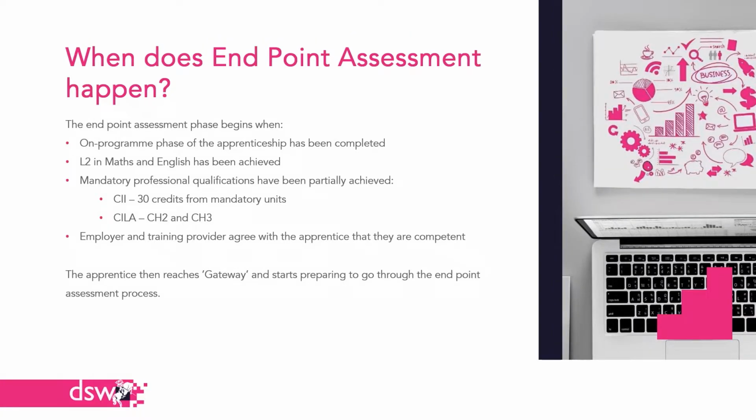When does endpoint assessment happen? Endpoint assessment begins when the on-programme phase has been completed, Level 2 Maths and English have been achieved, the mandatory professional qualifications have been partially achieved, and the employer and apprenticeship training provider agree that the apprentice is competent. This next stage is called Gateway, and it's when the apprentice begins preparing for the endpoint assessment process.